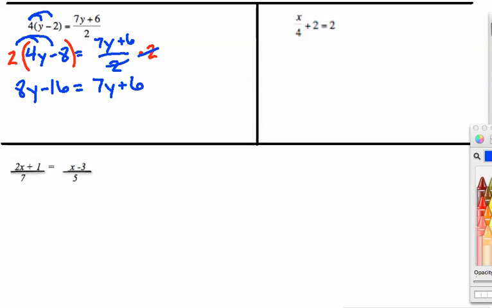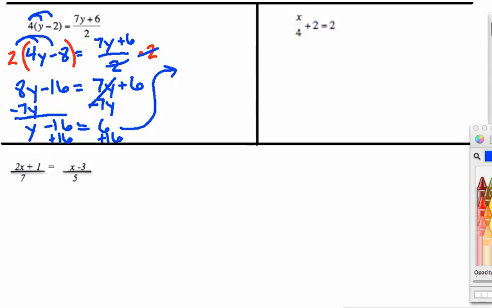Alright, we want to bring the y's over to the left side, so subtract 7y. We're left with y minus 16 on the left and 6 on the right. And then we want to add 16 to both sides. So we'll end up with y equals 22.